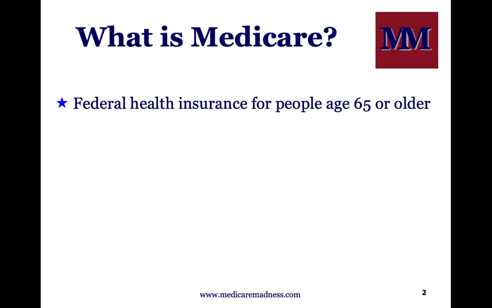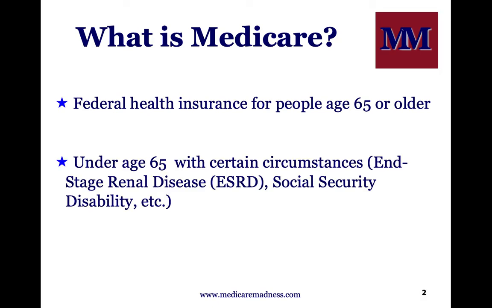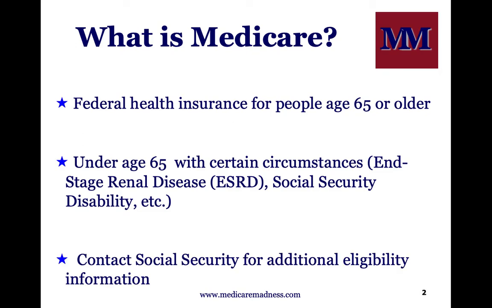Medicare is federal health insurance for people age 65 or older, but you can also qualify under age 65 with certain circumstances such as having end-stage renal disease or kidney failure, or being on Social Security disability benefits for 24 months. There are other ways to qualify for Medicare, so please contact Social Security for additional information.